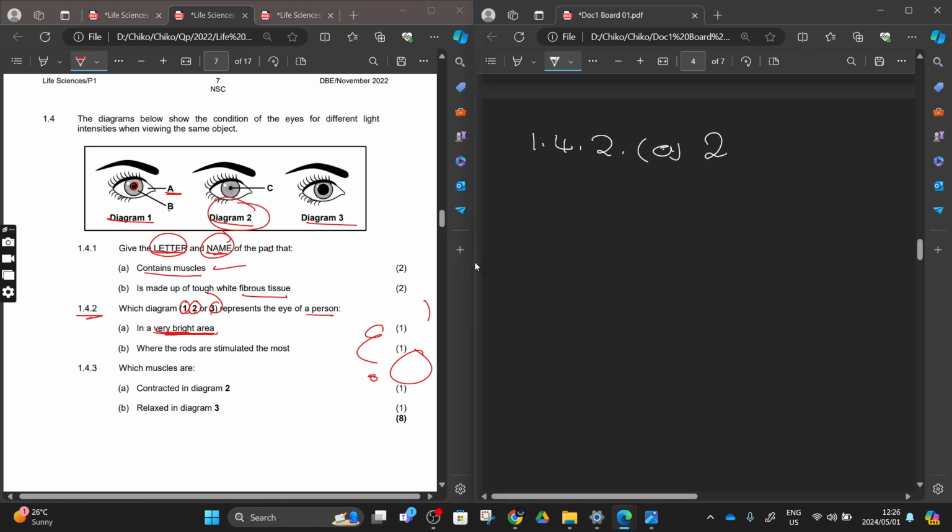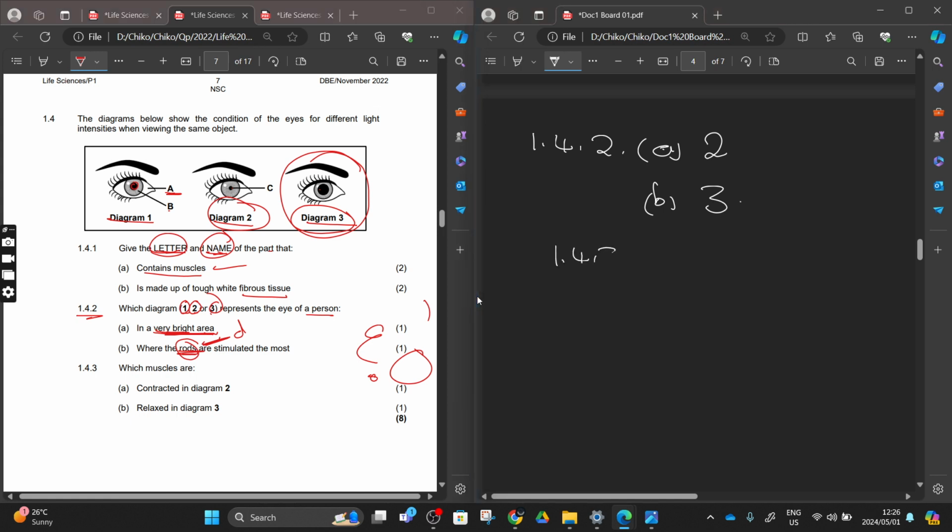Right, as you can see, the pupillary mechanism in the 3, this one is very, very small to accommodate less light, right? The number B, where the rods are stimulated the most, that will be number 3. Why? The rods are stimulated in a dim light or in a dark place, right? We learned that this helps us to distinguish between dark or black and white, right? So you can see in number 3 the condition here is dim. So these rods are going to be more activated. I hope you understand that, right?